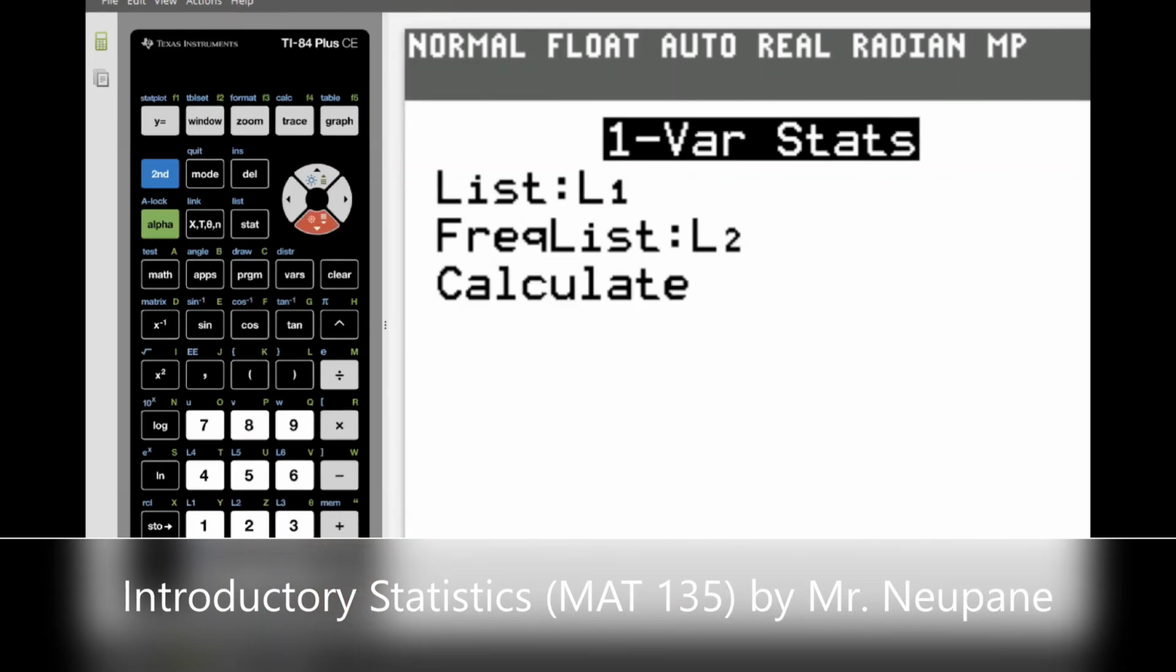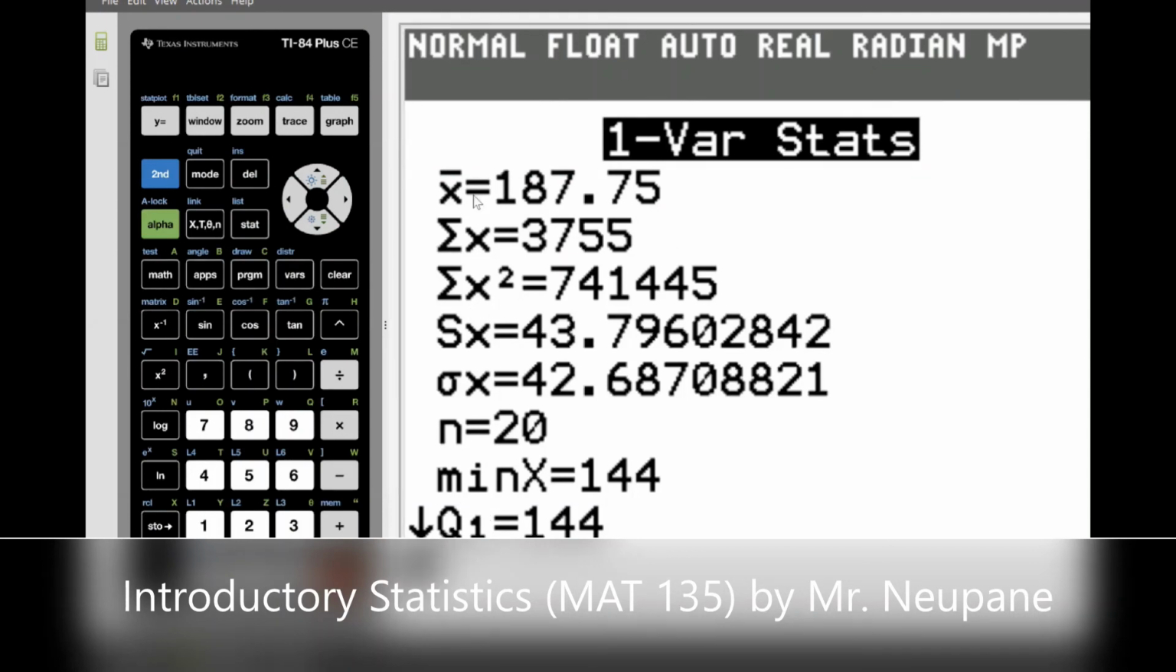And then hit calculate. And here in this screen, if you look at this, see here we have x bar. x bar is the mean, right? Mm-hmm. And what is our mean? 187.75. Is that what we obtained by dividing manually? Yes. So we can do it manually, and we can verify our work using the calculator. So we can enter the data and then we can go to one variable stats and calculate quickly.